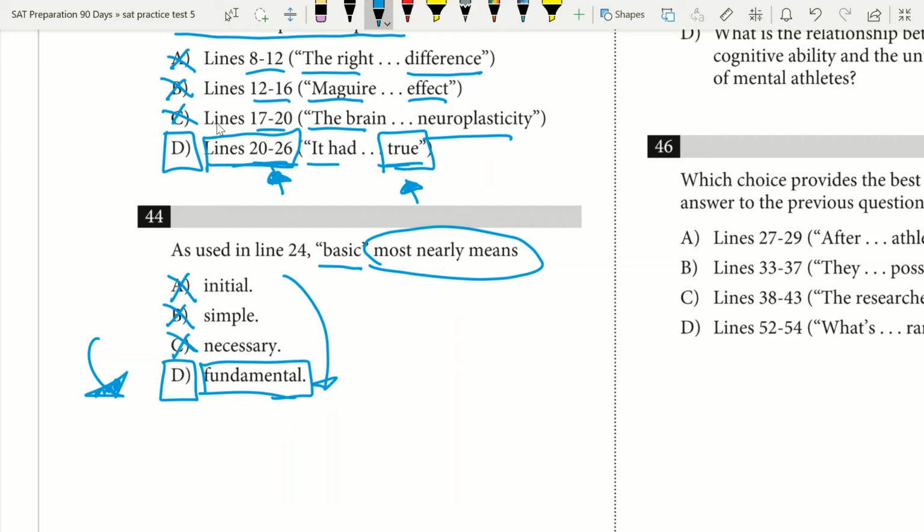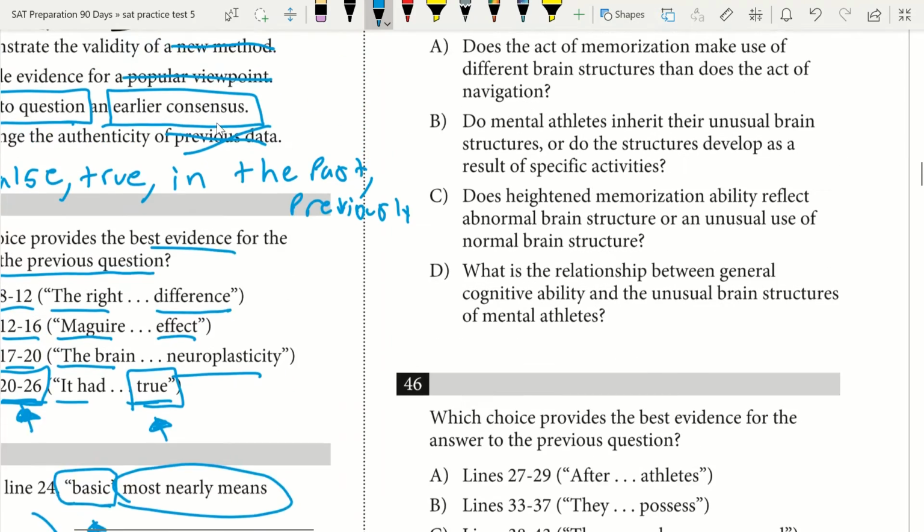You want to make sure that you really look at what the word means in context. That's the most important part, make sure you look at what the word means in context. So the answer there is going to be fundamental. All right, let's take a look at 45.